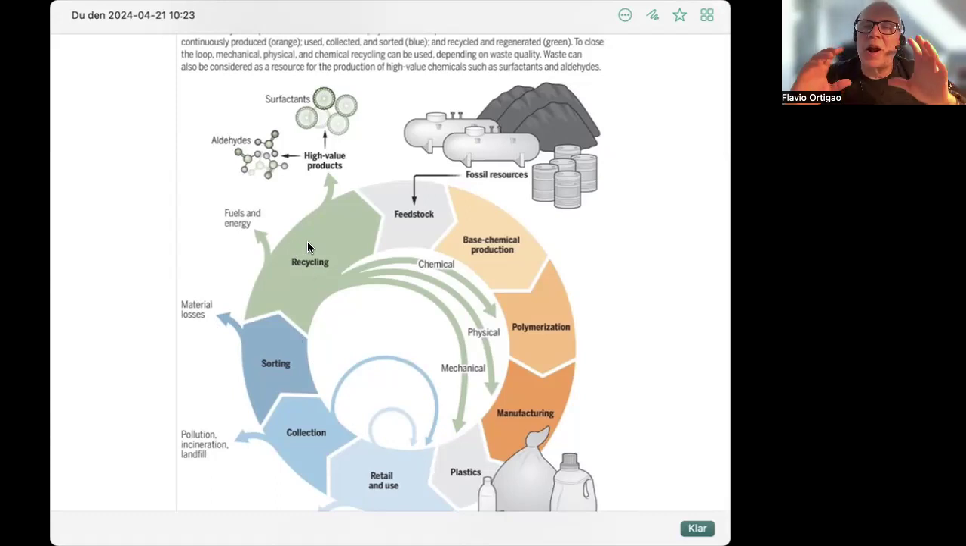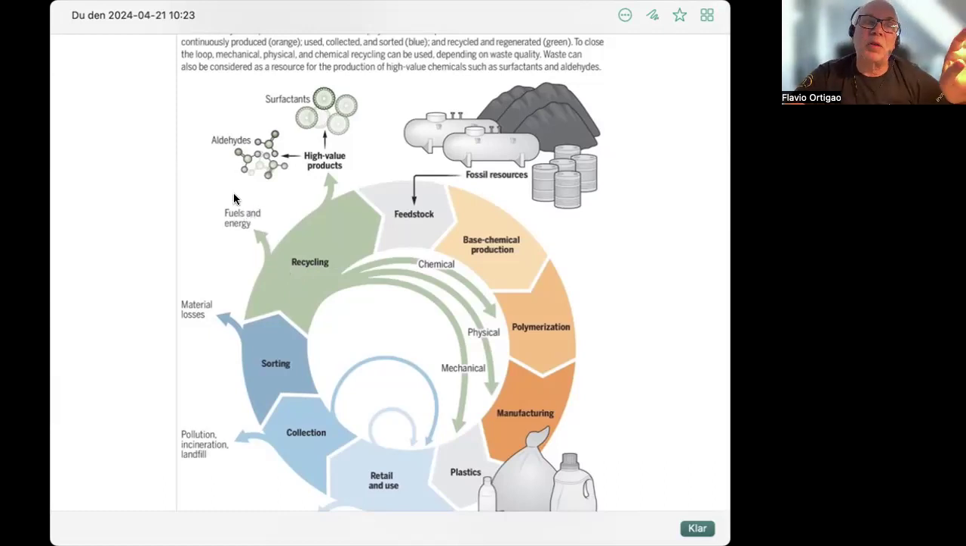From here to here, you are preparing the material for recycling. But preparing for recycling is not the same as recycling. It depends on what we do. Now, a lot of material here are used for fuel and energy. That's waste to energy. Waste to energy is, of course, not recycling. You are just burning the material.